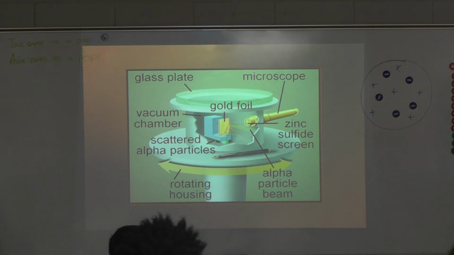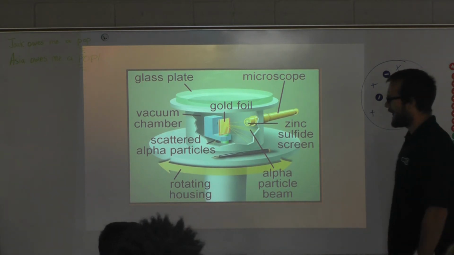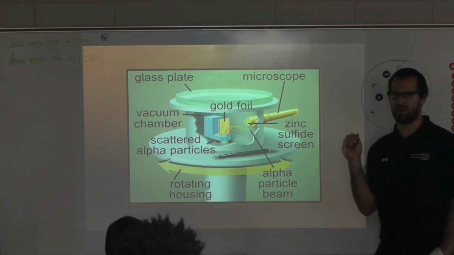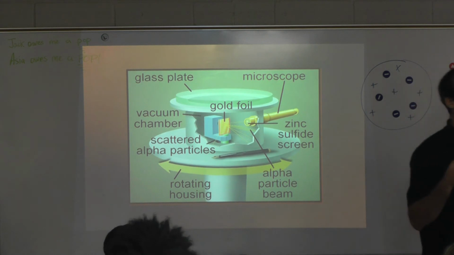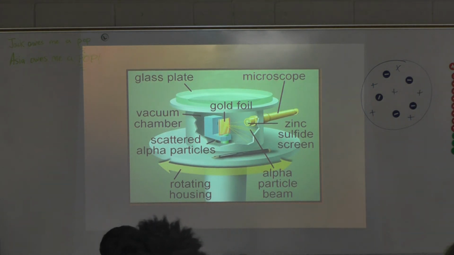But anyways, what he did is he actually shot really, really small particles at gold foil, and what he assumed would happen is that the particles would shoot right through the atoms, because he's assuming at this point that the plum pudding model is the real deal, right?